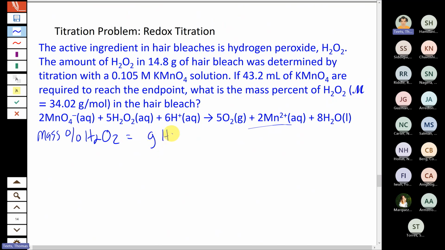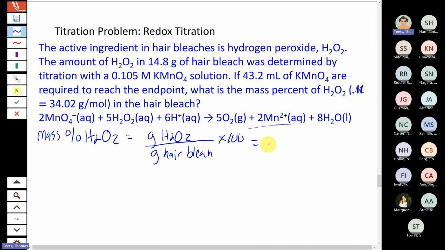It's grams of that substance per grams of solution, which in this case is our hair bleach, multiplied by 100. So a mass percent of a solution is defined the same way. It's not as common to use as molarity, but it's just mass of solute divided by mass of solution multiplied by 100.